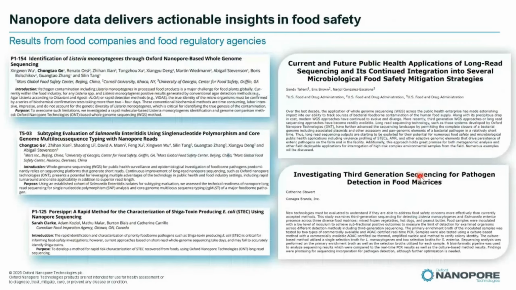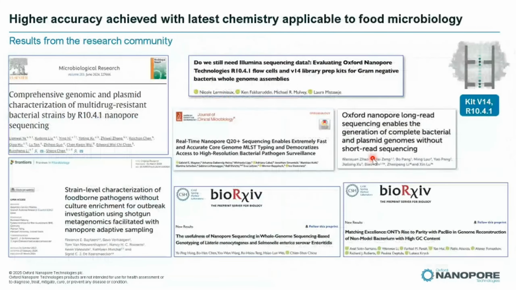So nanopore sequencing data is able to deliver actionable insight in the food industry for the purposes of QC monitoring, risk assessment, and recall investigation. This is showing some of the scientific community that is using nanopore and exploring the use of nanopore in food microbiology.